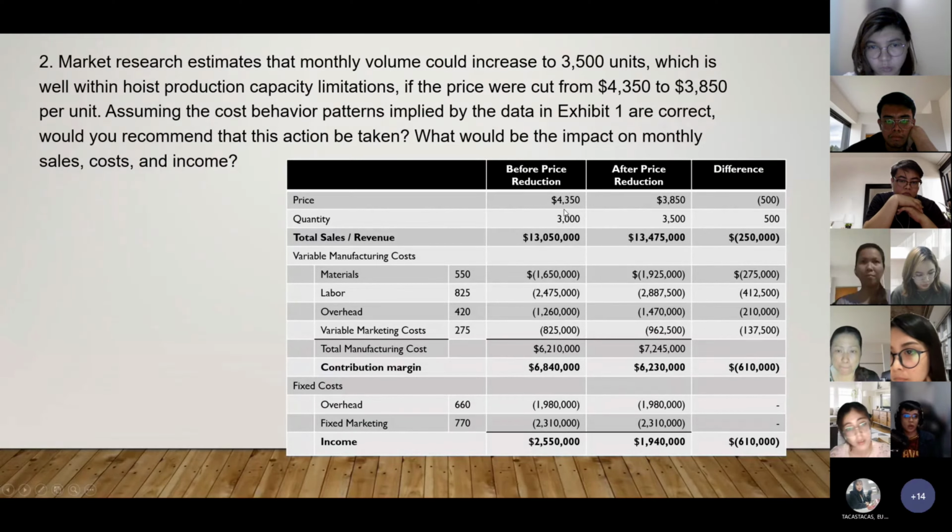So, would we recommend that this action be taken? Of course not, kasi malulugi tayo. So lowering the prices reduces income. Other factors such as the reduction of available capacity and the impact on market share could also affect the decision. Okay po? So let's proceed to question number 3.